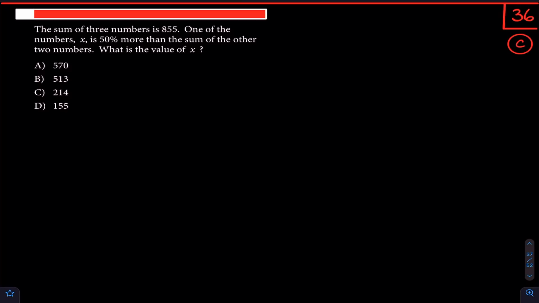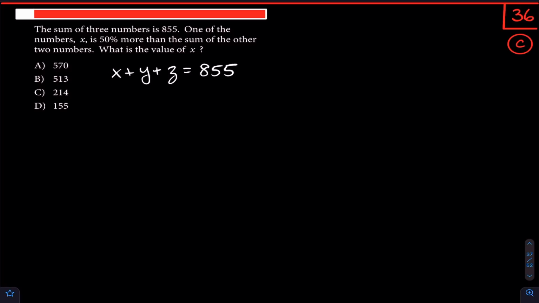So problem 36 says that the sum of 3 numbers is 855. One of the numbers, x, is 50% more than the sum of the other 2 numbers. What is the value of x? So first off, we have 3 numbers that add to be 855. I'm going to call them x, y, and z. And what we know is that one of the numbers, this x here, is 50% more than the sum of the other 2 numbers. So x is 50% more than y plus z.